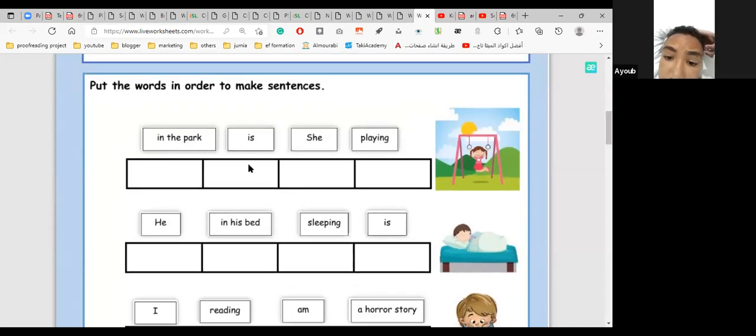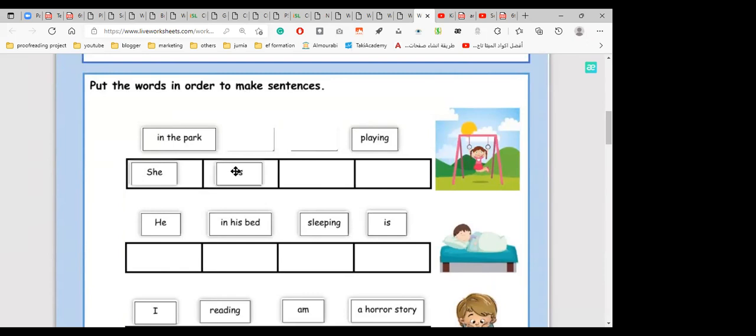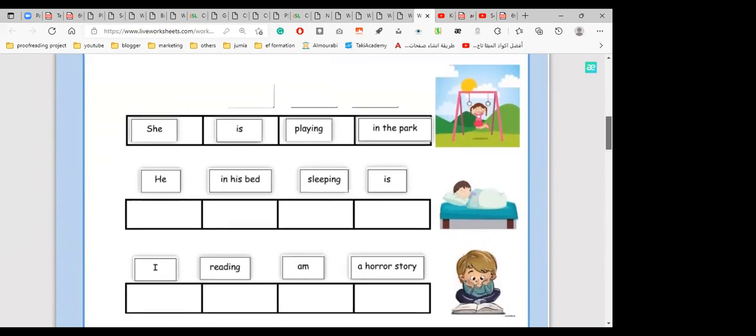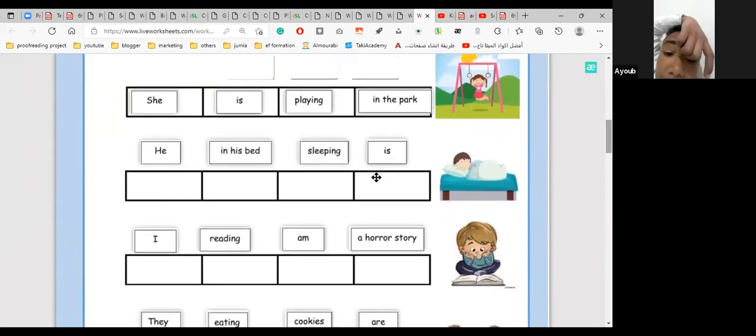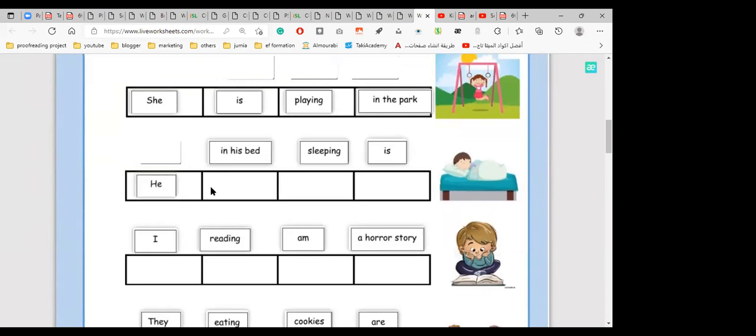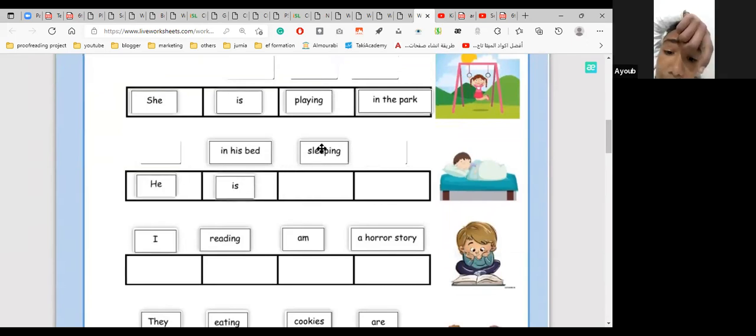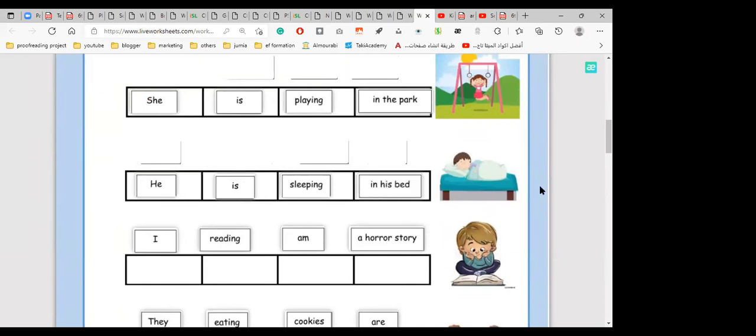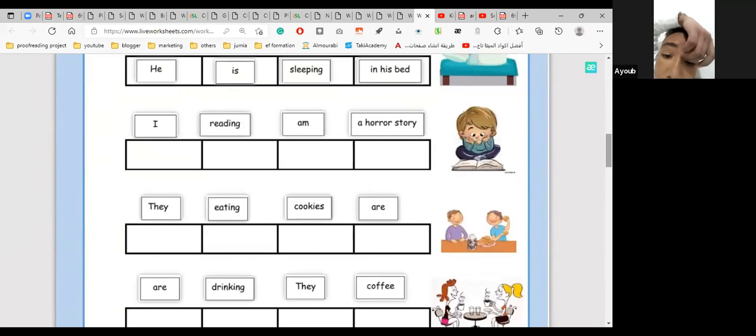She is playing in the park. She is playing in the park. In the park. Okay, very good. He is sleeping in his bed. He is sleeping in his bed. Okay, very good.